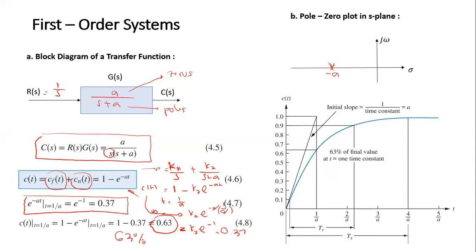This is the shape of the response that you expect for a first order system. 0.63 is 63% of the final value at one time constant. It means that this is the time that the system reached 63% of the final value. In this case, the final value is 1. As it reaches 63%, or 0.63, then this is the time constant.